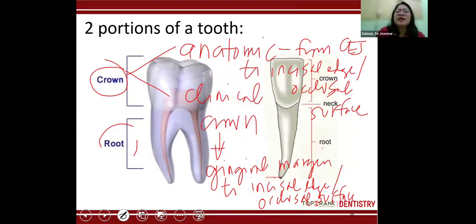Anatomic, so enamel only. Hindi pwedeng magkaroon ng cementum dyan. Okay? But in a clinical crown, you can have either enamel only or enamel and cementum, in cases where there is a cervical, a gingival recession.